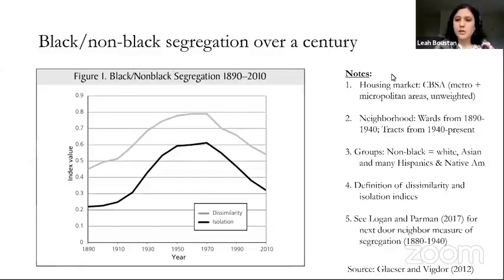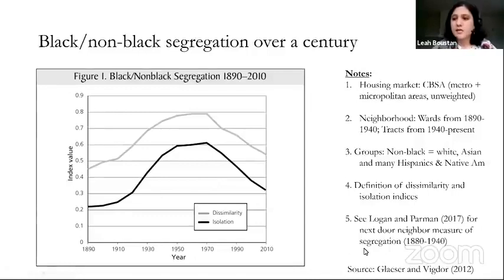Just a few notes on choices that you have to make if you want to measure segregation. First, you have to think about two units of geography: the large unit, so the city or the metro as a whole, and the smaller unit, the neighborhood that you'll compare to the larger metro area. So you could look at central cities. Here, Glaeser and Vigdor are looking at metro and micropolitan areas for their larger housing market. At the neighborhood level, from 1940 onward, we've had census tracts, which are groups of around 4,000 households. But before 1940, the census had a different geography called census wards. And so this series is putting together two different units.